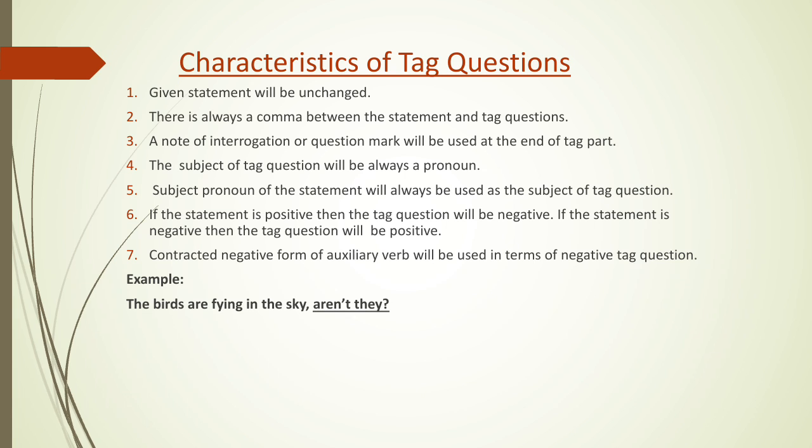Here, aren't they? Because the given statement, that is, the birds are flying in the sky, this portion will be given and you have to write it as it is. Then you have to put a comma. After that, you have to make a tag question. So here the sentence is in positive form, so you have to make a tag that is negative. That's why here we used aren't, are not, and here aren't with an apostrophe t is the contracted form of are not. So the answer is aren't they.